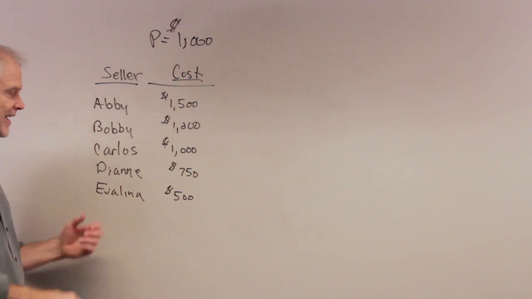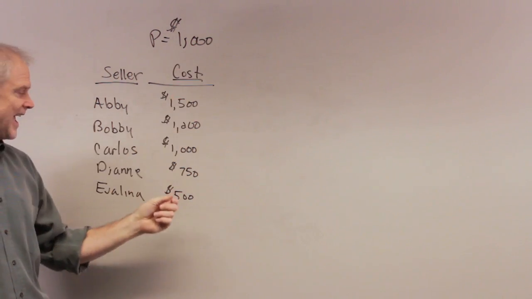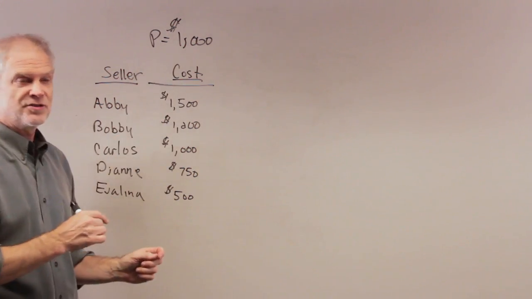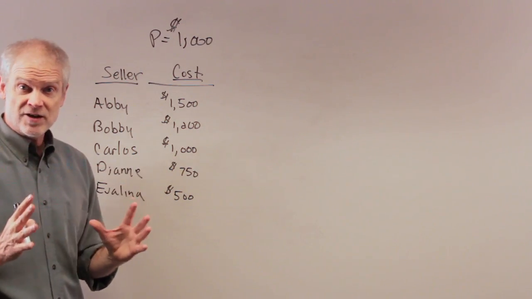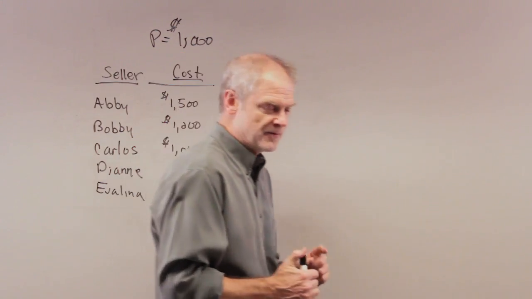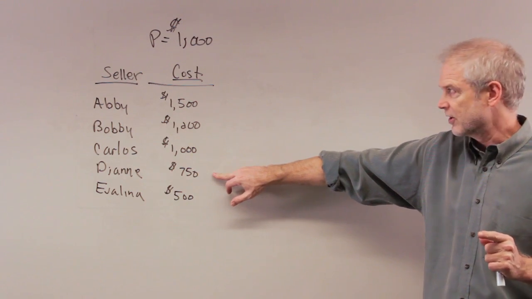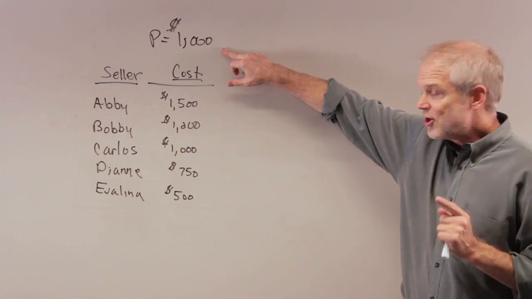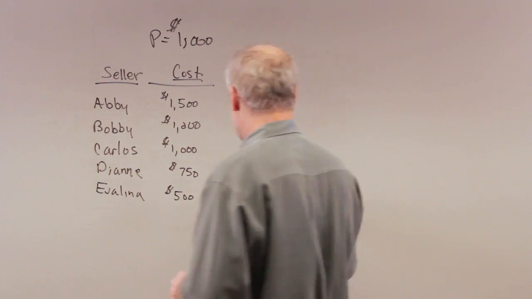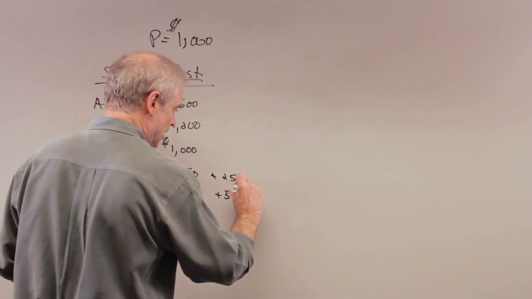So go to Evelina. Evelina's cost is $500. The market price for this good is $1,000. Evelina is certainly going to supply this good and her surplus is going to be the $1,000 minus the $500. It's a $500 gain for her. This makes great sense because Evelina is a low-cost producer and can benefit greatly from this market. Go to Diane. Diane, her cost is $750 to produce this particular good. Market's going to pay her $1,000. She's going to realize a surplus of $1,000 minus $750 or $250. So now we have a surplus of $500 for Evelina plus $250 for Diane.